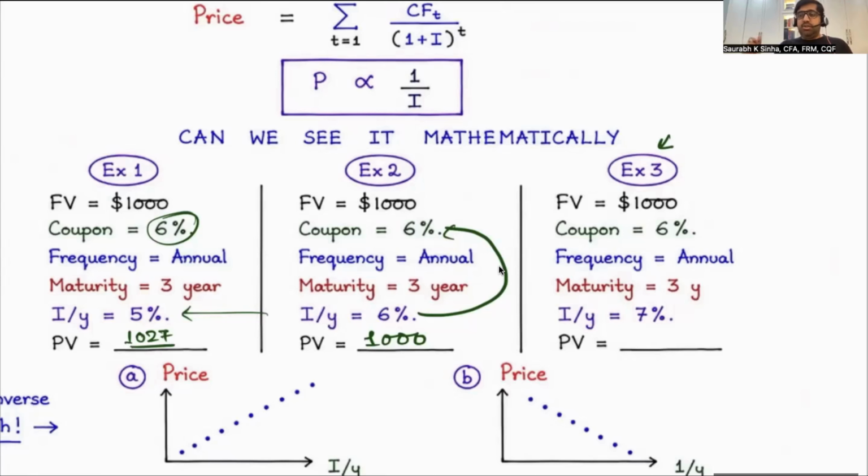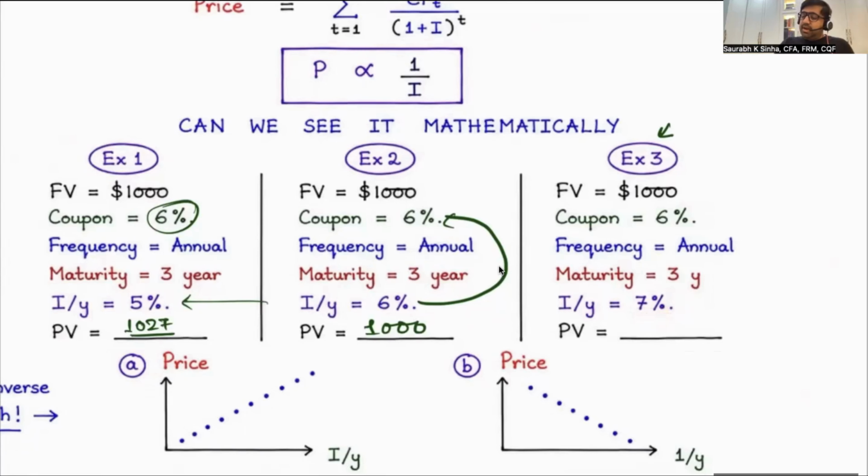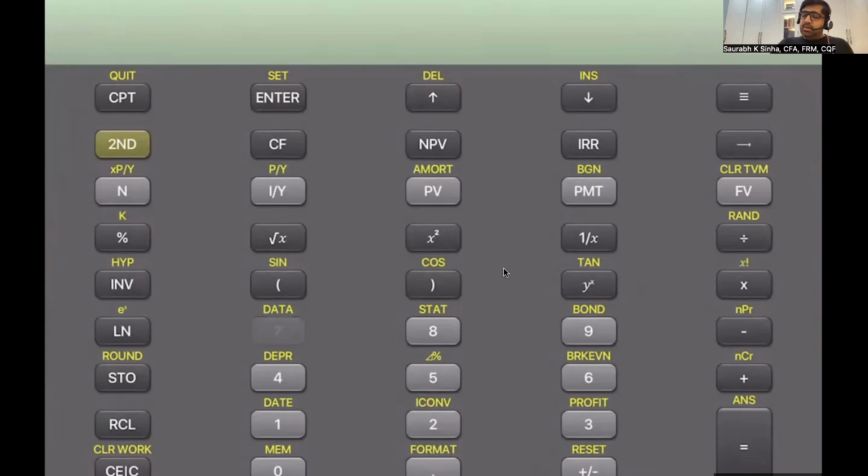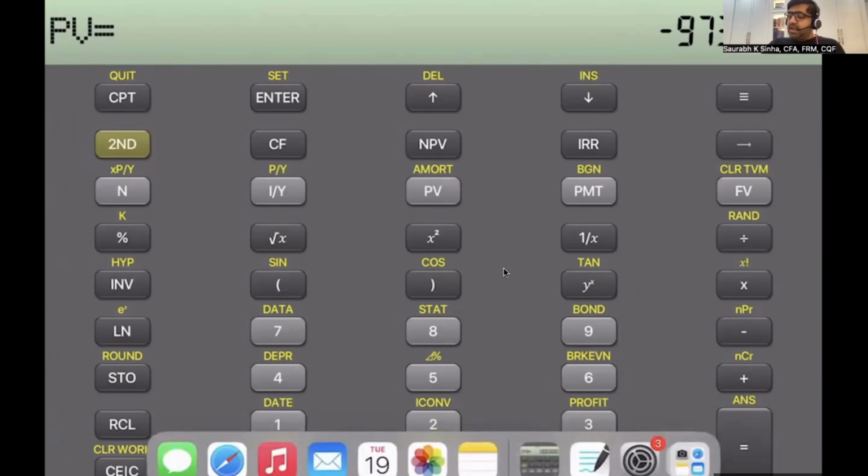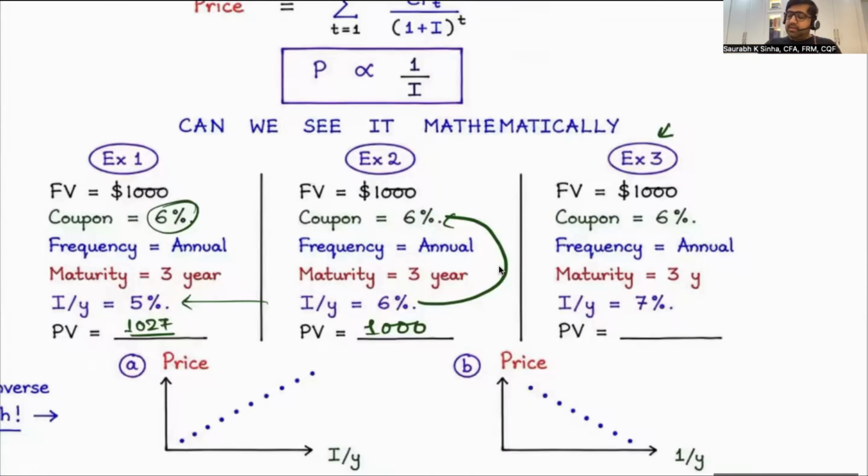So in the BA II Plus calculator, I'm going to change what? I/Y. I will change I/Y to 7, compute PV: 973.75. This is the value of the bond.